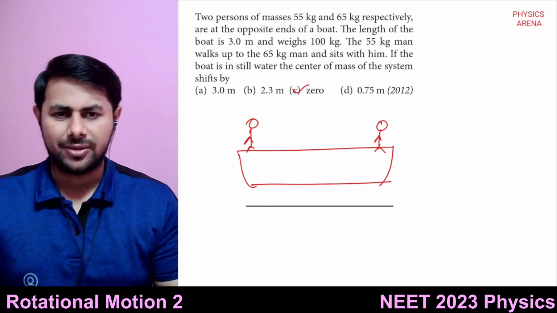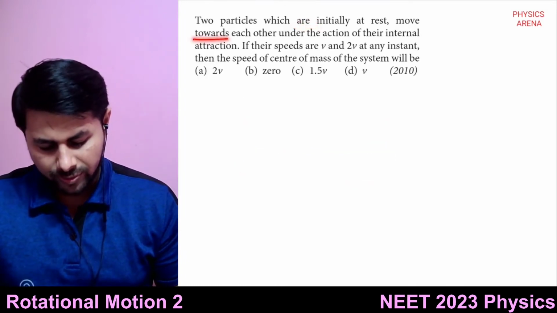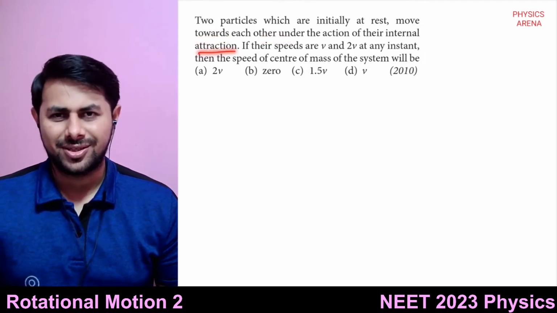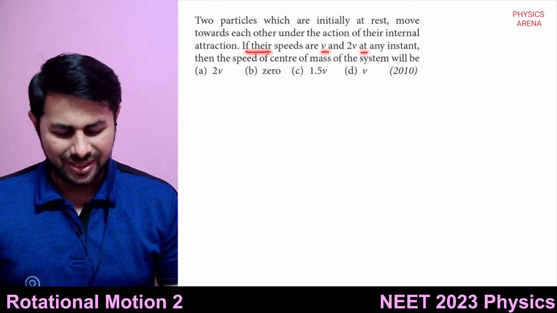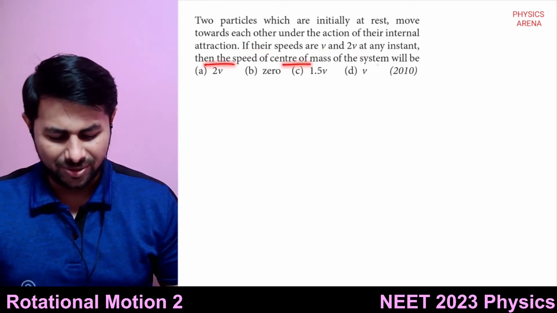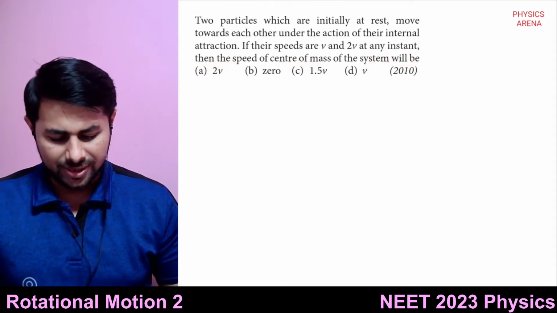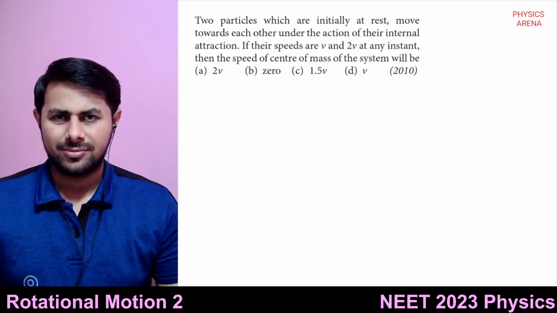Very good, Ravindran. Two particles which are initially at rest move towards each other under the action of their internal attraction. If their speeds are v and 2v at any instant, then the speed of the center of mass of the system will be, again, the answer must be 0, right?